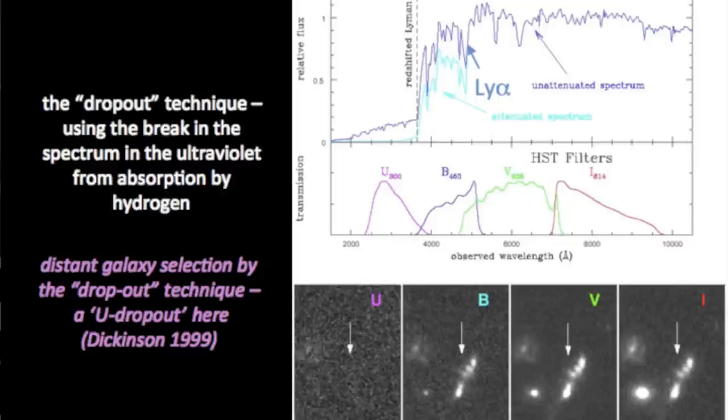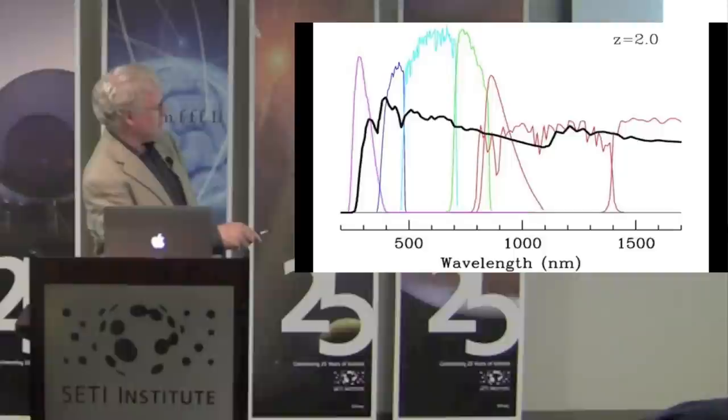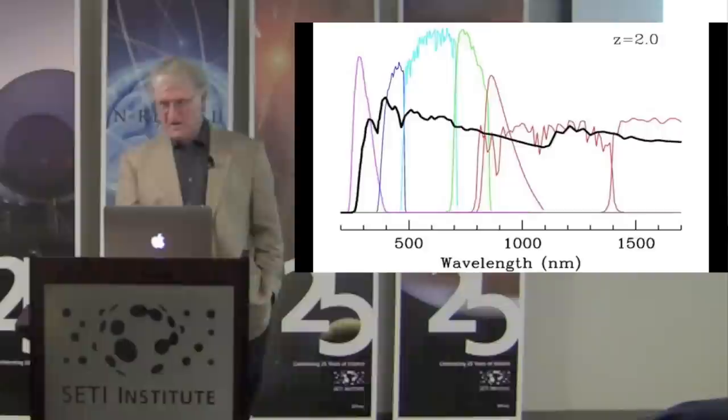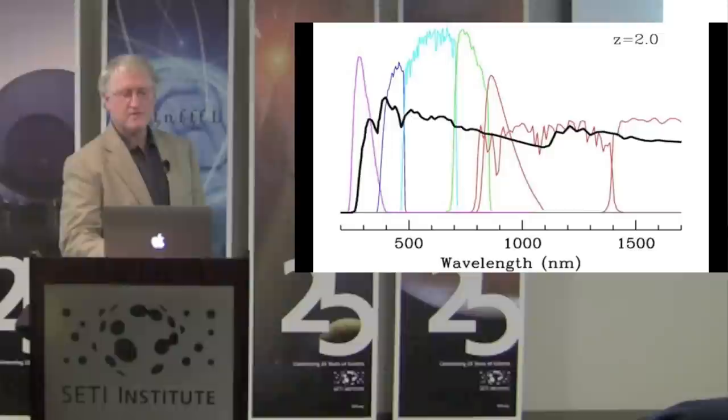Now, there's a little video here which sometimes works. Voila. So here is a bunch of filters, a galaxy spectrum at different redshifts. And so you can see that if you have filters, you can choose and see what the flux is in the different filters and isolate where this break occurs. And so you can choose galaxies that go, let me see if that will start again, yeah.